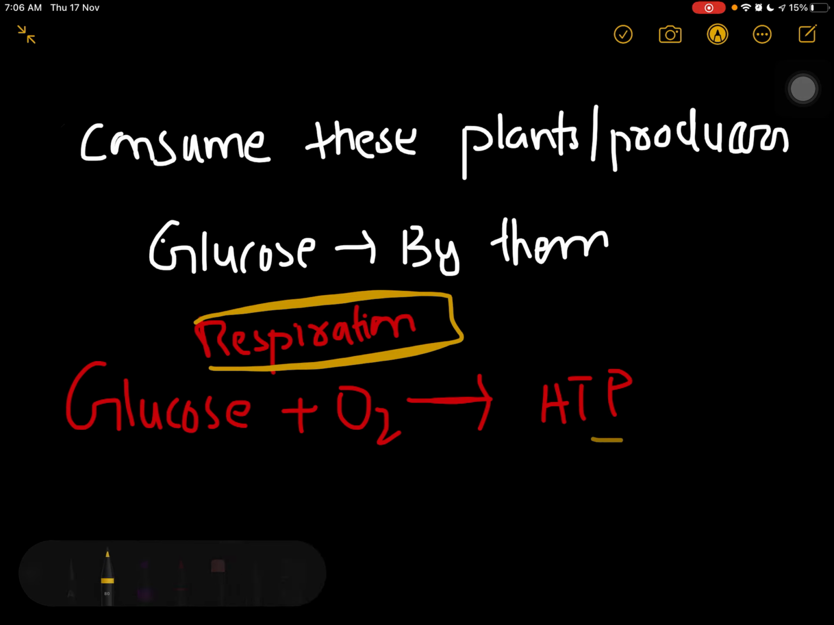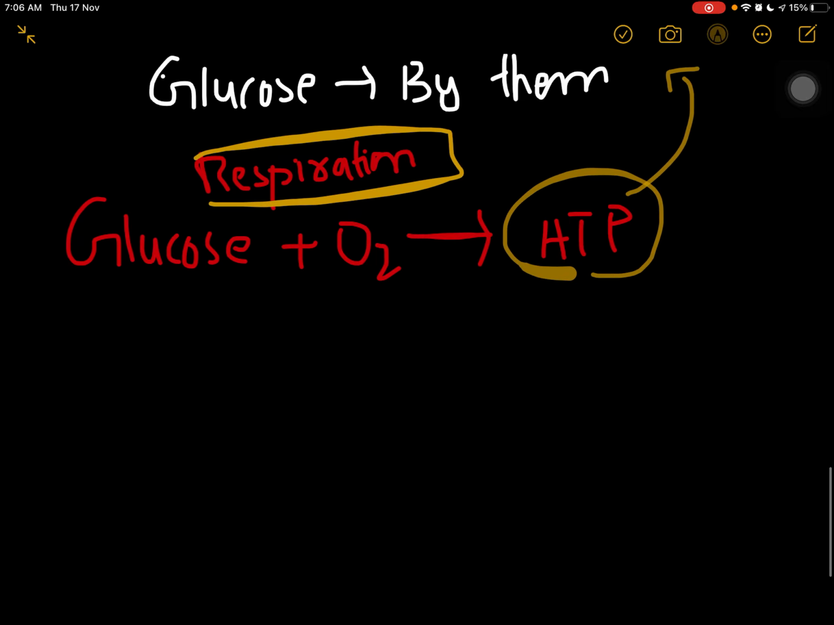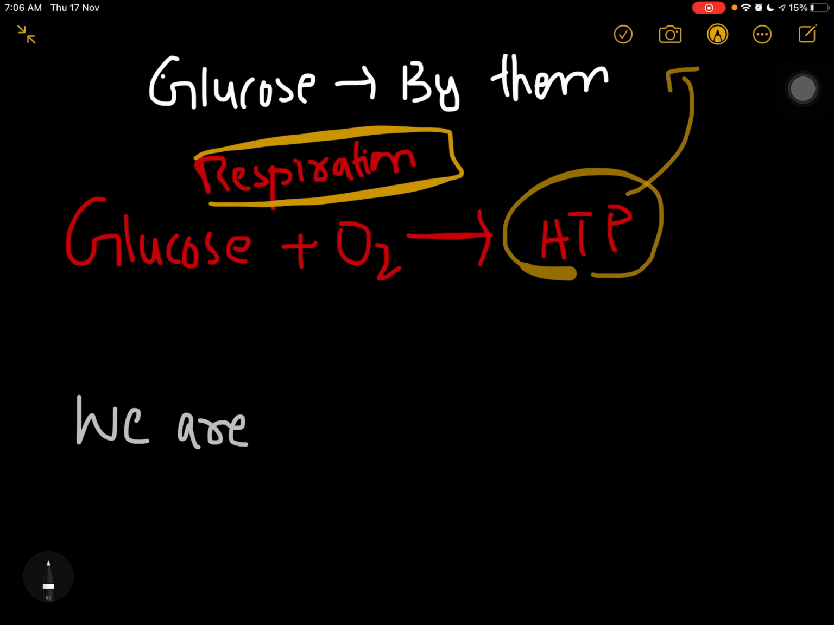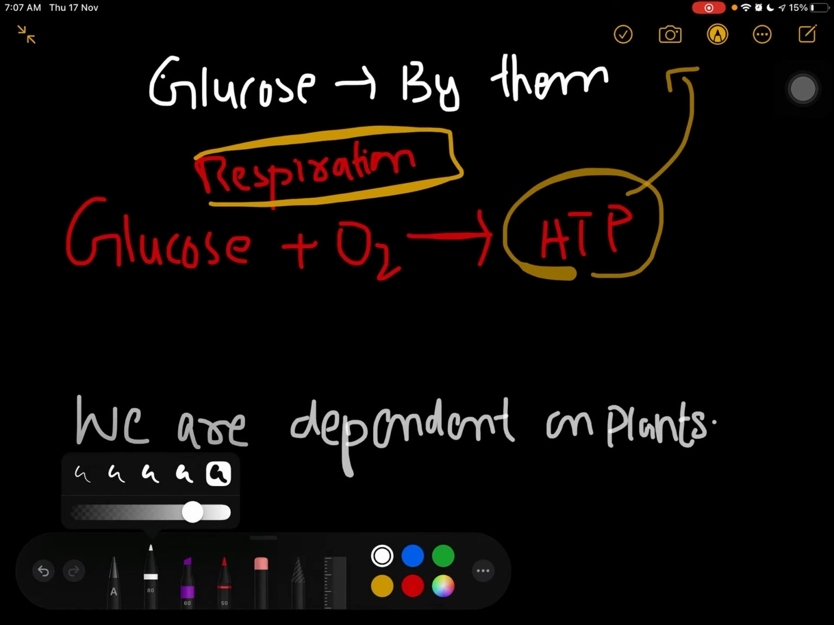Now, where are we getting this ATP from? Indirectly, we are getting it from producers, because producers have this glucose. When we break this glucose with the help of oxygen, we get the ATP. So this is how we humans get the ATP. So indirectly we are dependent on plants, right?